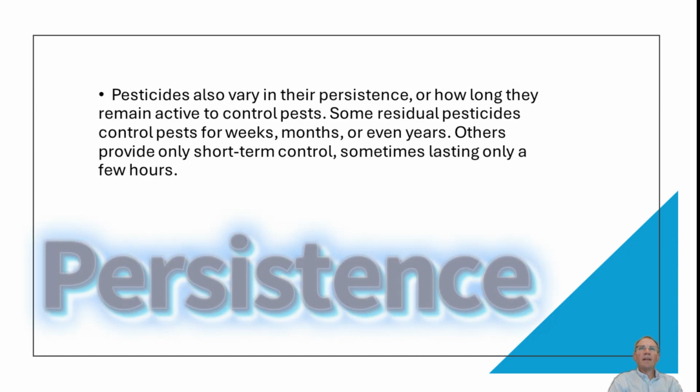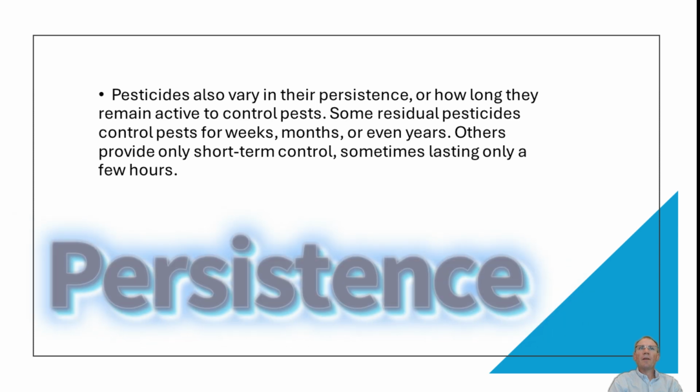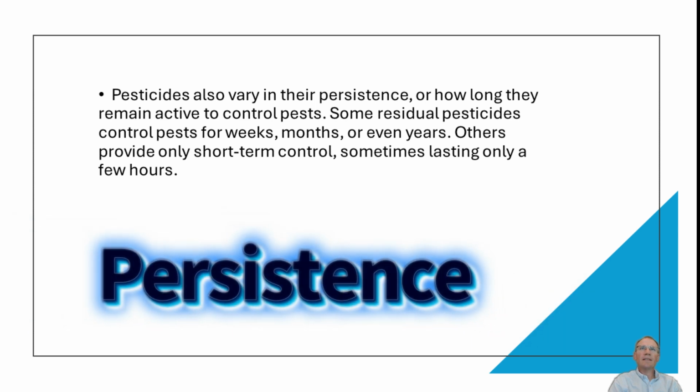Pesticides also vary in their persistence, or how long they remain active to control pests. Some residual pesticides control pests for weeks, months, or even years. Others provide only short-term control, sometimes lasting only a few hours. That term persistence is very important in our core studies. So basically, what we're talking about is the residual of the pesticides. As it says here, sometimes they last for weeks, months, or even years.